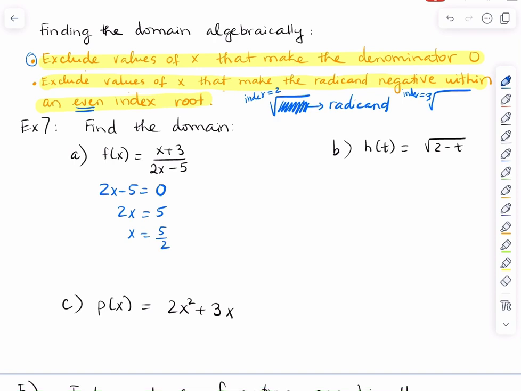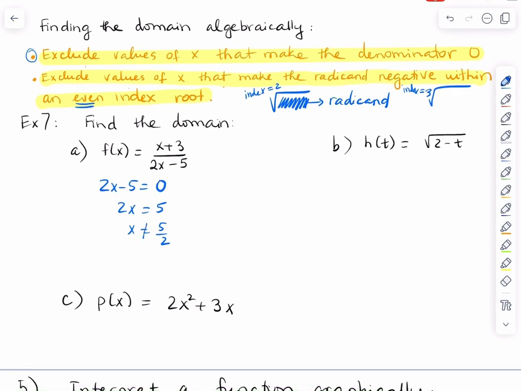We solve for x. So this x equals 5 over 2 here is the value that makes the denominator 0, which is what we want to avoid because we don't want the denominator to be 0. So x cannot be 5 over 2. So the domain could be any number but 5 over 2. If you look at the number line, it would look like this. So 5 over 2 in the middle. We want to exclude 5 over 2, but that's it.